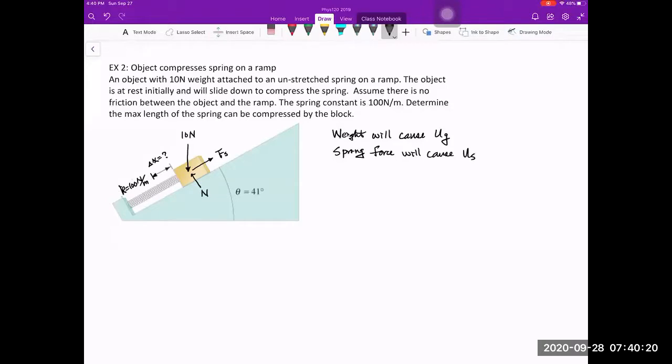What about the normal force? The normal force is not a conservative force, and the normal force only exists when you have some direct contact. But this normal force is not going to do any of the potential energy. It's also not going to do any work.